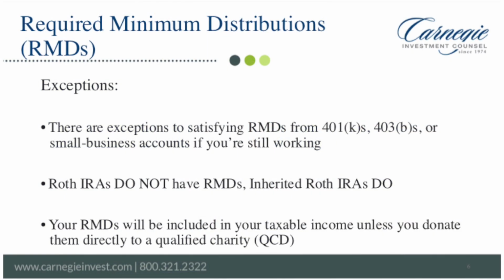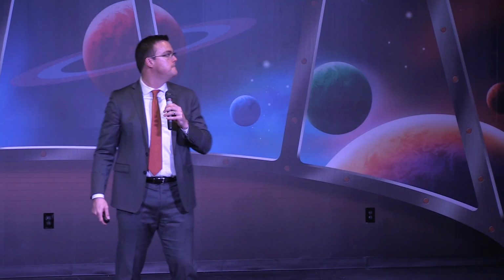There are some exceptions to satisfying required minimum distributions from 401ks and 403bs or small business accounts if you're still working. I believe a gentleman over here had asked this. If you're still working, do you have to satisfy that minimum distribution on a 401k or a small business account? The answer is no. That's an exception. Again, Roth IRAs do not have required minimum distributions.